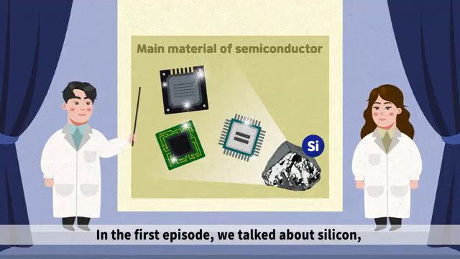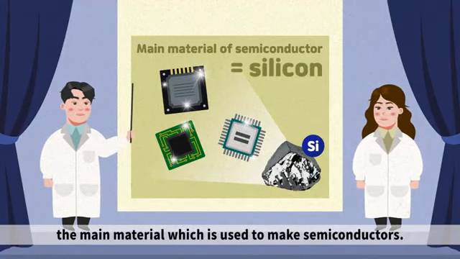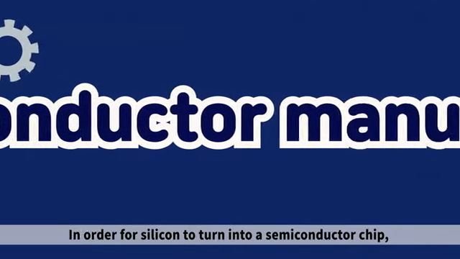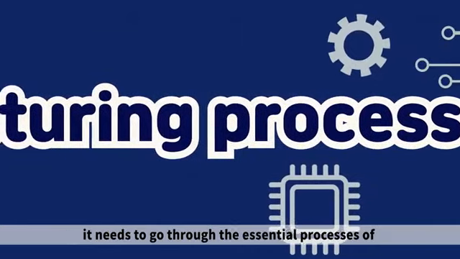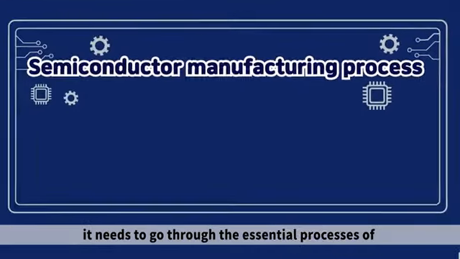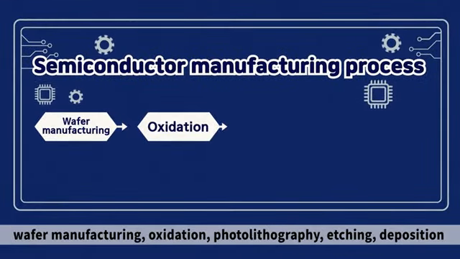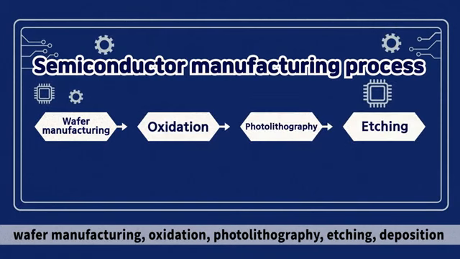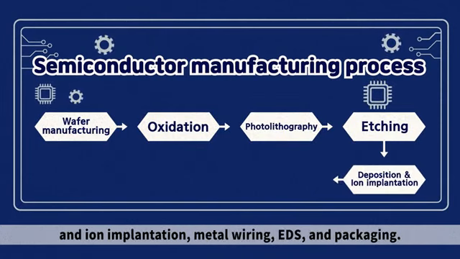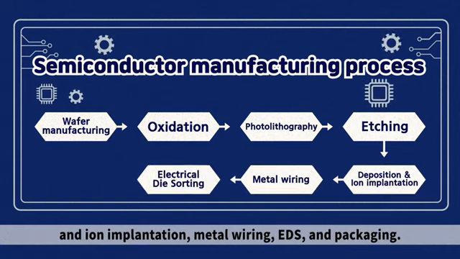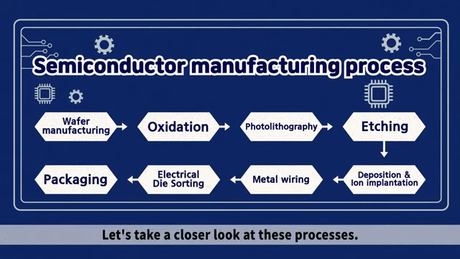In the first episode, we talked about silicon, the main material which is used to make semiconductors. In order for silicon to turn into a semiconductor chip, it needs to go through the essential processes of wafer manufacturing, oxidation, photolithography, etching, deposition and ion implementation, metal wiring, EDS, and packaging. Let's take a closer look at these processes.